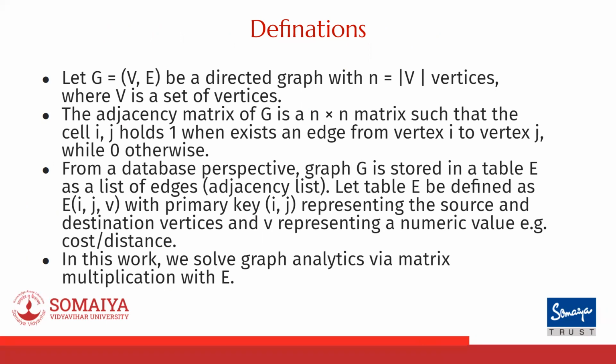In the database, the graph G is stored in a table E, which has a list of edges. This is the adjacency list representation. E will be defined as E(I, J, V), and the primary key is (I, J), representing the source and destination vertices, and V represents a numeric value, like the cost to go along each edge. In this work, we solve graph analytics via matrix multiplication with E.